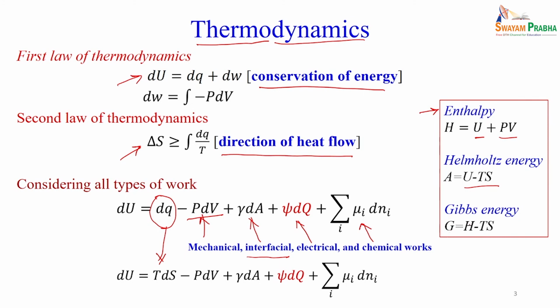Second is the Gibbs free energy, G is equal to H minus TS. H is enthalpy, total energy, minus TS, unavailable energy. So, Gibbs free energy is the maximum available energy which can be utilized for the work.